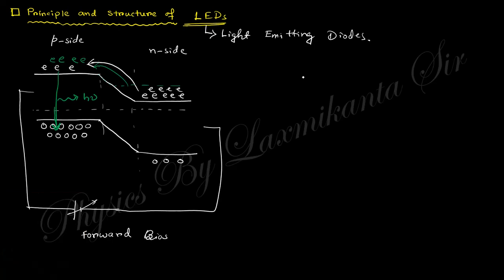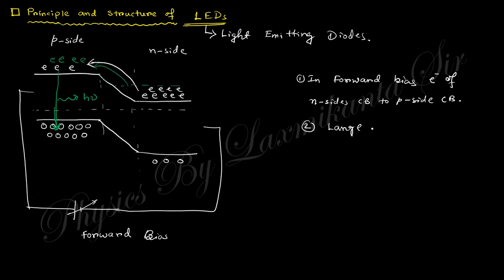So briefly, we can write this in short form. In forward bias, electrons of the N side conduction band go to the P side conduction band, and a large number of electrons in the conduction band recombine with holes in the valence band of the P side.